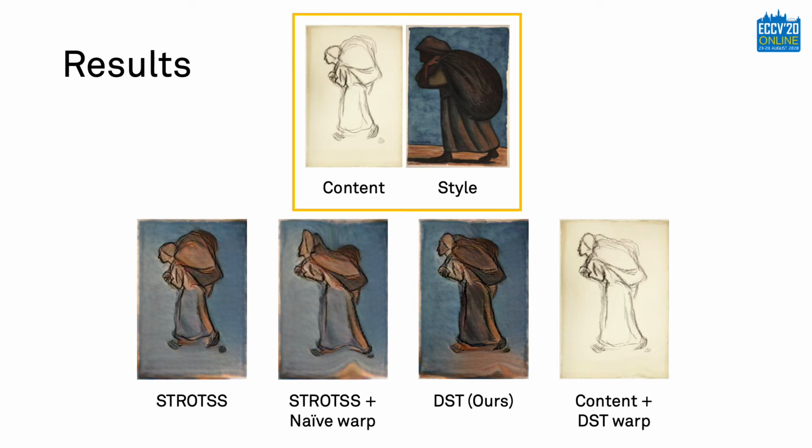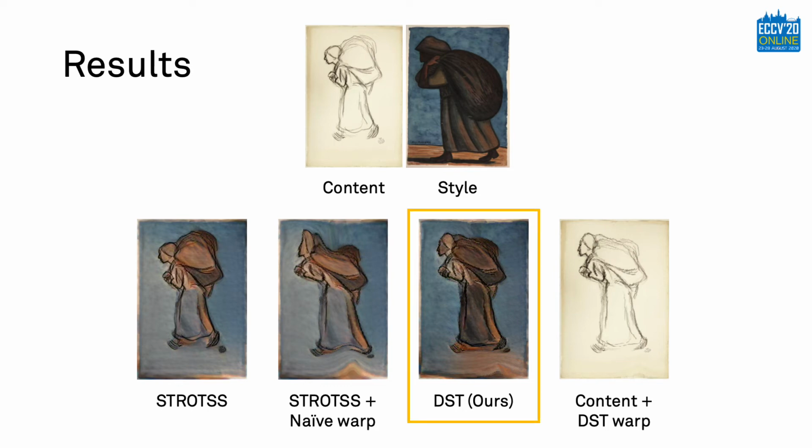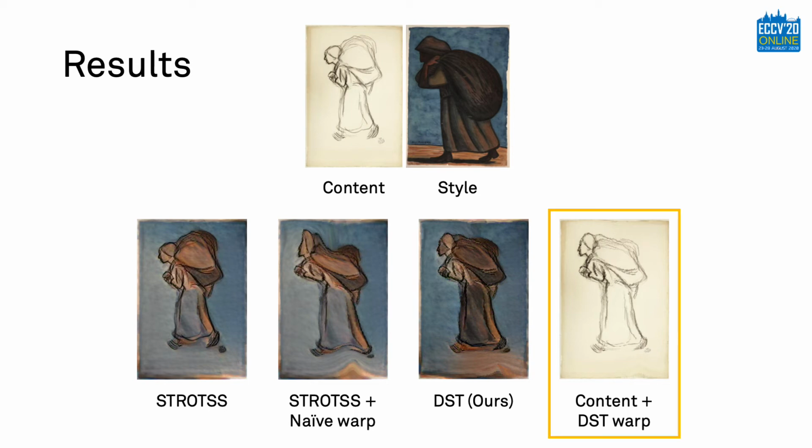Here we show the input content and style images, the output of the base style transfer method STROTS, and the DST output. To highlight the effect of the deformation, we also provide the STROTS output naively warped with the selected key points without any optimization of the deformation. We also show the content image warped with the deformation parameter optimized by DST. In this example, we can see that the bag the woman is carrying has been made flatter in the DST output to better match the shape of the style image.